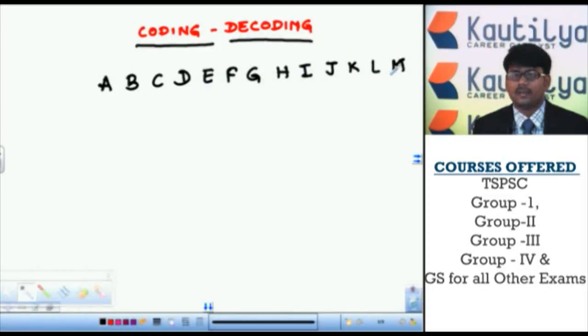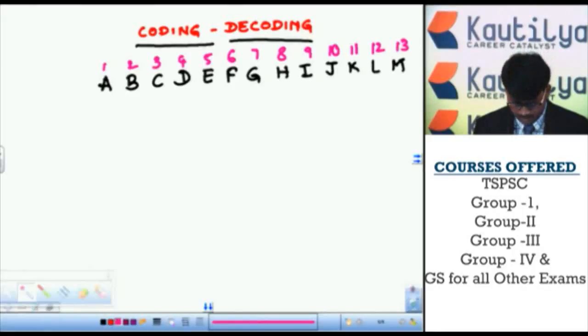First you have to write down A to M letters in one row, that is the first half of the alphabet. Then you have to give the places for those numbers: A for 1, B for 2, C for 3, D for 4, E for 5, F for 6, G for 7, H for 8, I for 9, J for 10, K for 11, L for 12, M for 13. These letters we have to write from left to right. Then the second half of the alphabet, N to Z, we have to write from right to left.